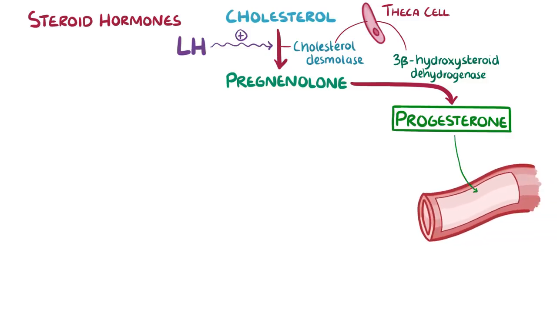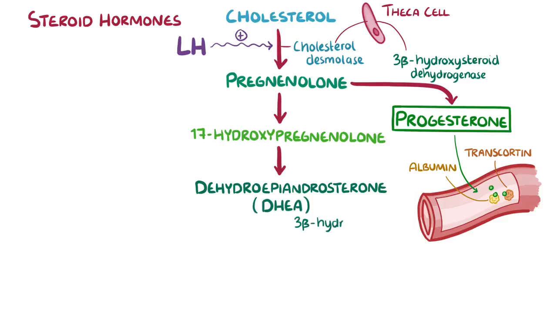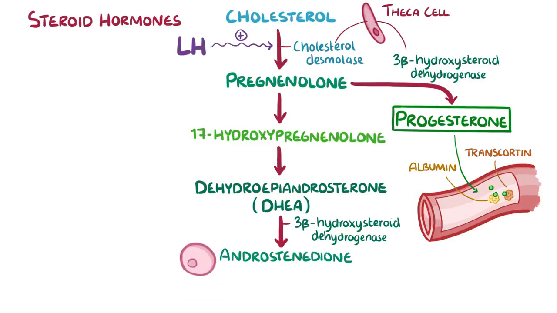Progesterone is then released into the blood, bound by plasma proteins like albumin and transcortin, and it's transported to target tissues. The remainder of pregnenolone is converted to 17-hydroxypregnenolone, and then into dehydroepiandrosterone, which I definitely think we should just refer to as DHEA. Now, 3-beta-hydroxysteroid dehydrogenase is quite the overachieving enzyme because it also acts on DHEA and converts it into androstenedione, a testosterone precursor. Androstenedione diffuses to the nearby granulosa cells, which have two enzymes of their own.